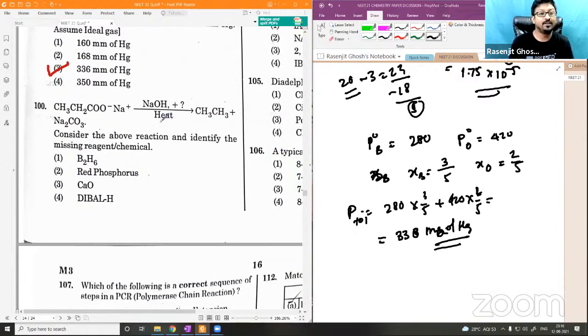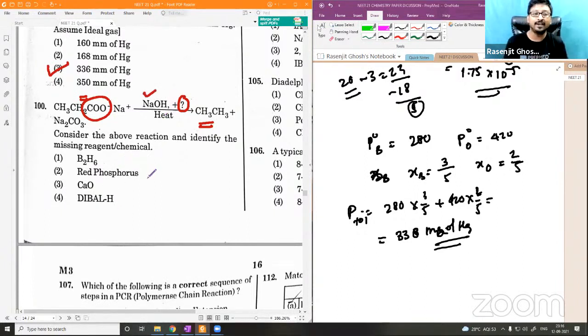Last question, and the last question of the paper discussion also. CH3CH2COO minus Na plus, sodium hydroxide, and what will be this reagent? First of all, you can see that between the product and the reactant there is a difference of one carbon, CO2. So you have to find a reagent which does a decarboxylation reaction in basic medium. And the basic medium is already given.